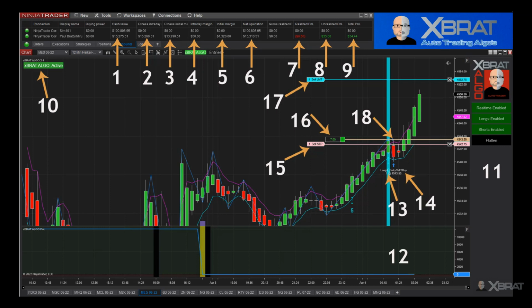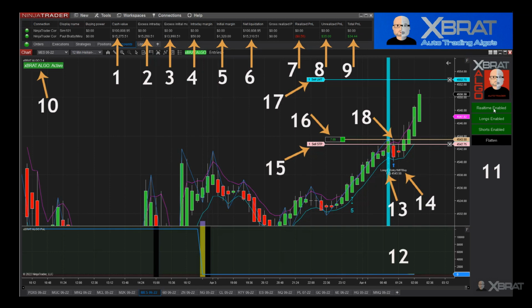Okay, so number 11. So this is the control panel. It's just a very simple control panel on the right hand side there, and there are some things to click. Basically, real-time enabled means if you want to disable this particular instrument on the auto trader, just click that and it turns red and it disables it. You can switch it back on again by clicking it and it turns green. You can disable longs or you can disable shorts.